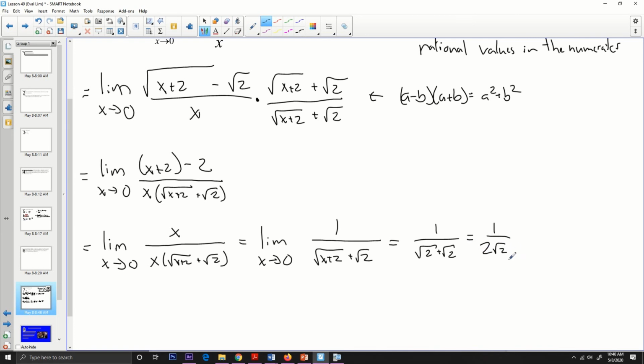Now we shouldn't leave the square root in the denominator. So we'll multiply by square root of 2 over square root of 2. That'll give me square root of 2 over, I'll have 2 times square root of 2 quantity squared, which is just 2. So 2 times 2 is 4. And that is my final answer.